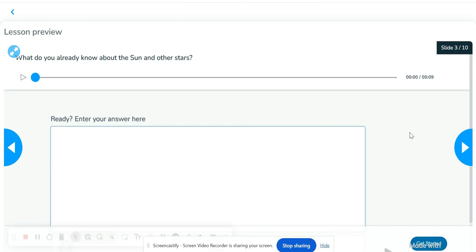This is just a pre-assessment on what they already know about the sun and other stars. It could be things that they've noticed, things that they want to know, just more of what they know or want to know about stars. A little pre-assessment, if you will.